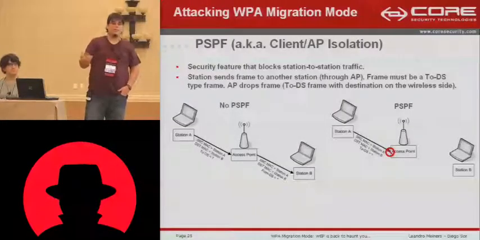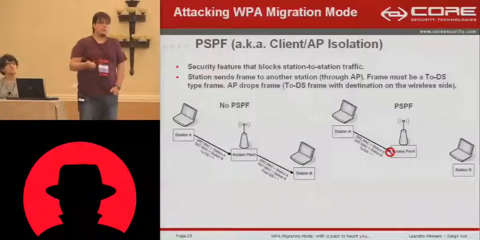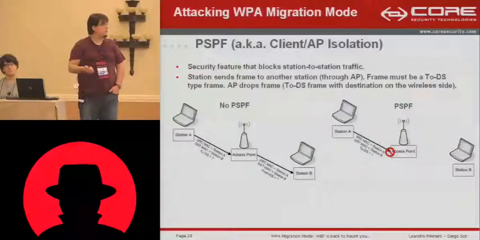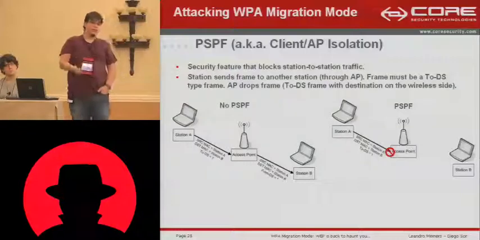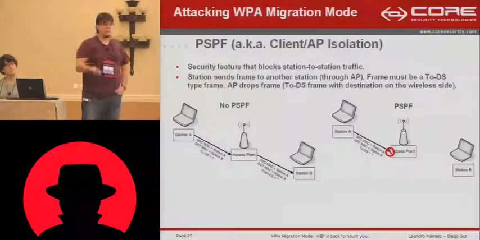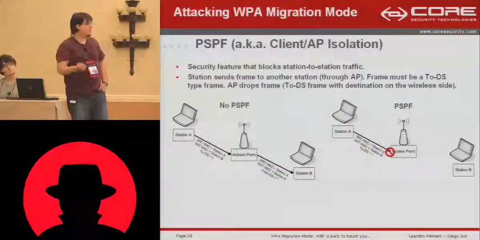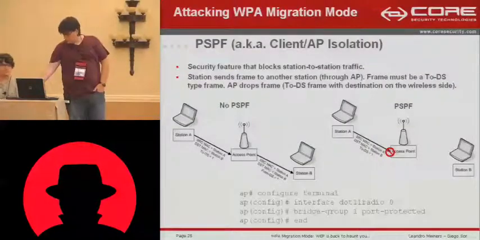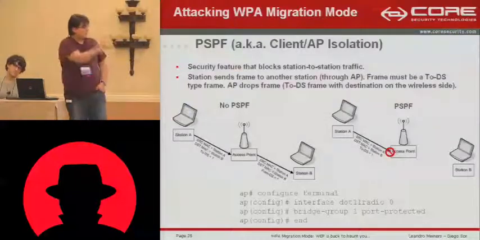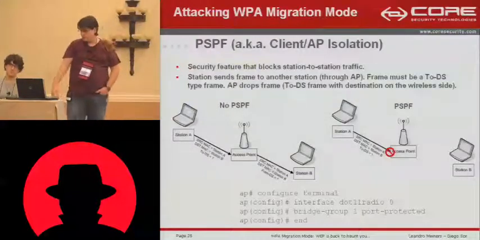So we said, okay, we don't have any WEP stations to attack because we're assuming that we're in migration mode and there are no WEP stations in sight. So this might be a security feature that does enable us to thwart our attacks in migration mode. Basically, what you see below is how to configure this in a Cisco AP. You have to use the port protected option.